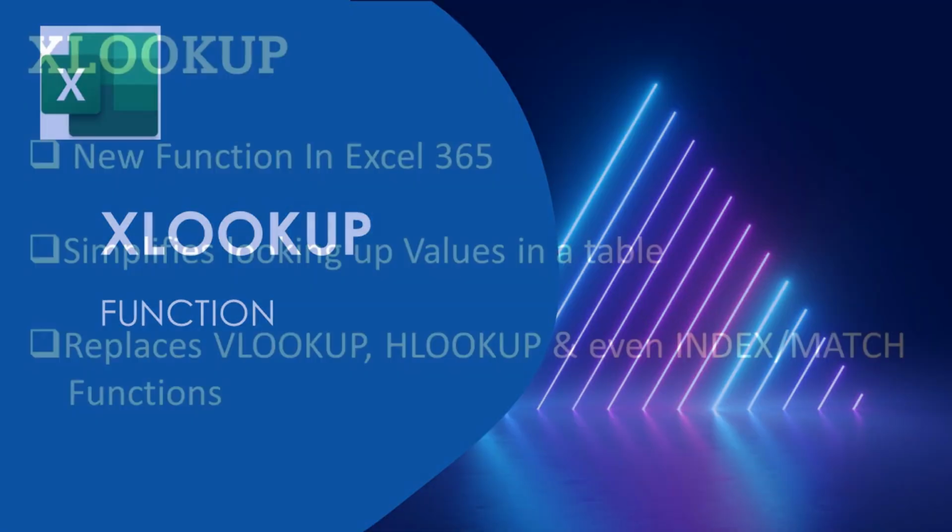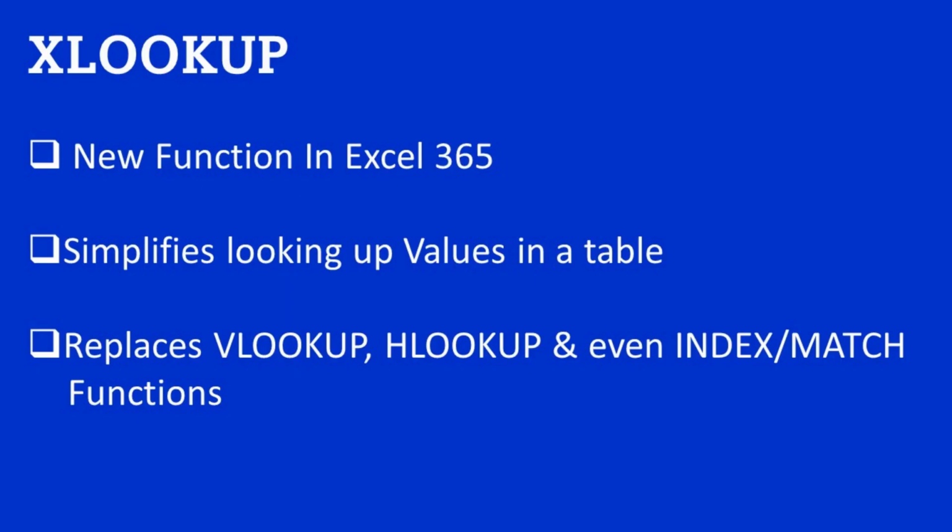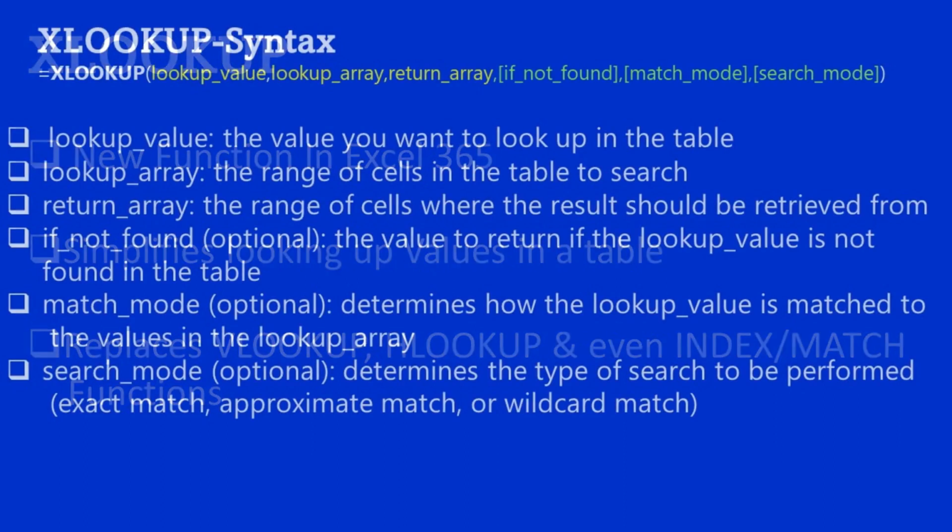So let's get started. XLOOKUP is a new function introduced in Excel 365 that simplifies the process of looking up values in the table. It replaces the older VLOOKUP and HLOOKUP functions and provides greater flexibility and control. Now let's take a look at the syntax of XLOOKUP.